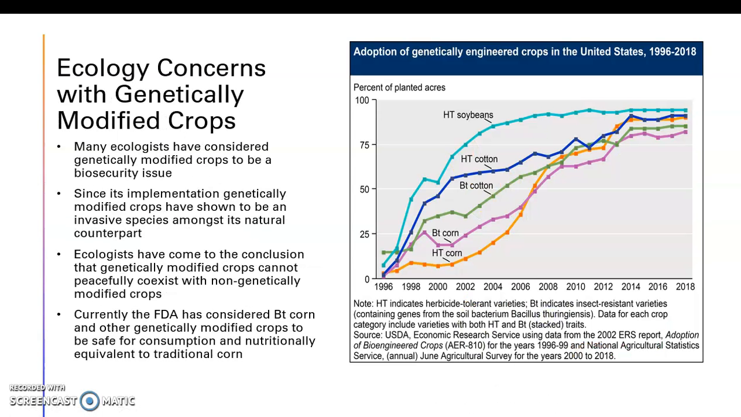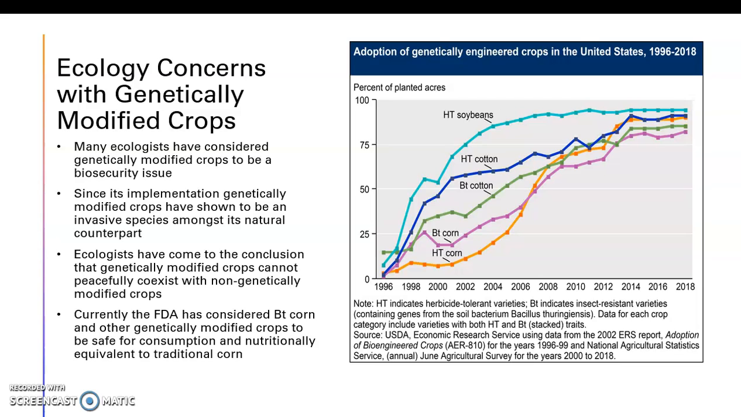Here's another graph that shows the comparison of herbicide-tolerant varieties, symbolized by HT, and the insect-resistant varieties, symbolized by Bt. As you can see, from 1996 to 2018, the growth of these crops that are genetically modified with herbicide-tolerant varieties and insect-resistant varieties has become very popular.